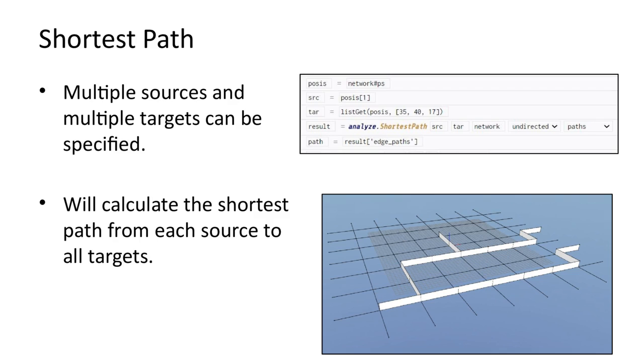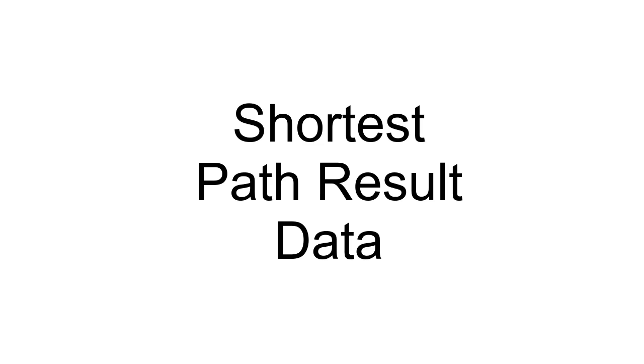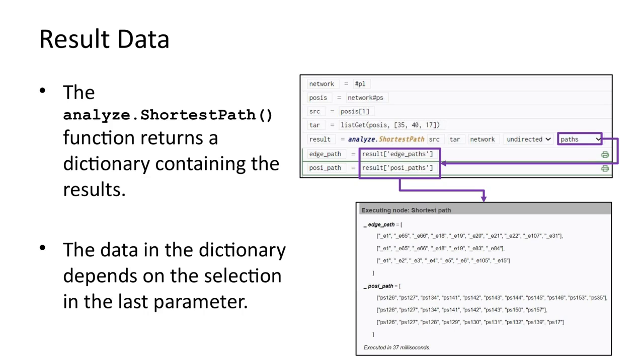Next we will look at how the result data is returned. All the analysis functions return dictionaries containing the result data. The dictionaries will typically have keys with lists of values. In the example, the shortest path function returns a dictionary. The data contained in the dictionary varies depending on the last parameter. Data can be extracted out of the dictionary using the dictionary keys.